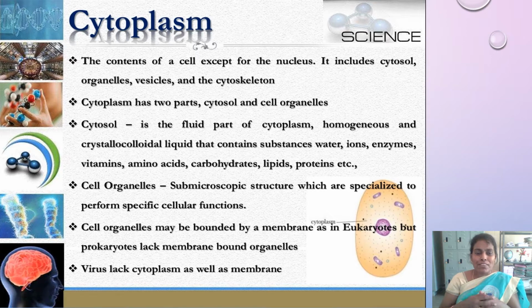The second part of cytoplasm is nothing but cell organelles. There are many cell organelles present inside the cytoplasm which perform specific cellular functions. Cell organelles are bounded by a membrane in eukaryotes, but in prokaryotes the cell organelles lack the membrane. For example, a virus lacks cytoplasm as well as a cell membrane. That's why it is not considered a living organism until it attacks a living body.